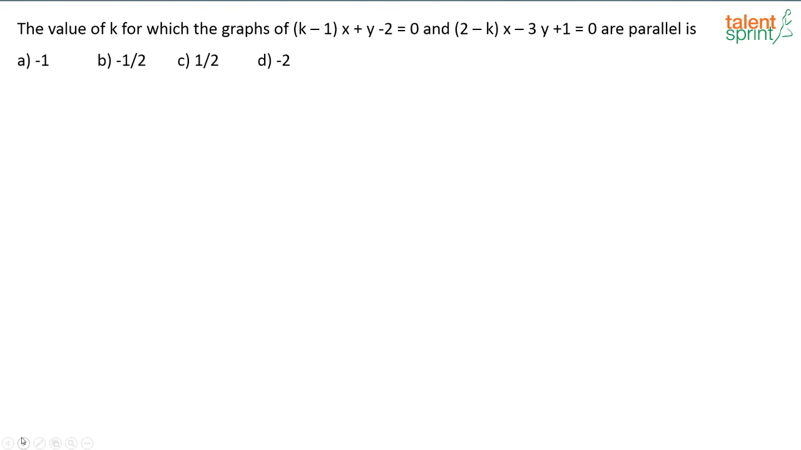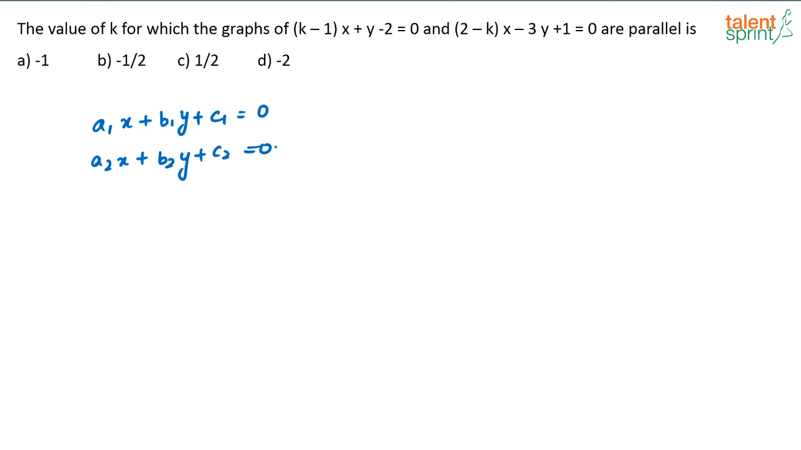Kavya says the answer is option C. Nikhil also says the answer is option C. So let us try it out. Now, before we solve this, again if you know one concept then it's very easy to solve. Let us assume that you have two lines, okay. A1x plus B1y plus C1 is equal to 0 and A2x plus B2y plus C2 is equal to 0.